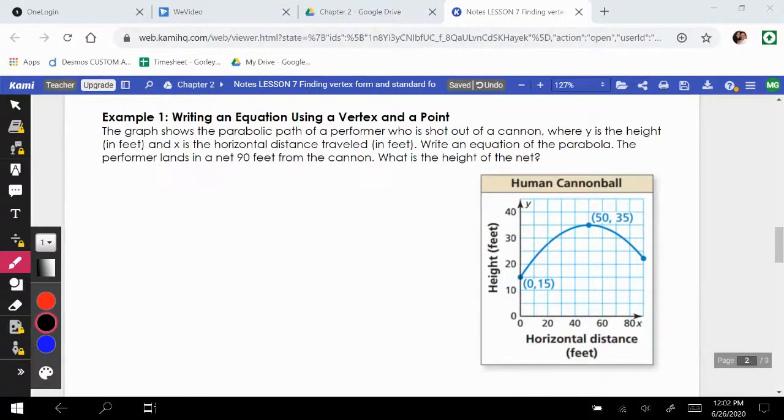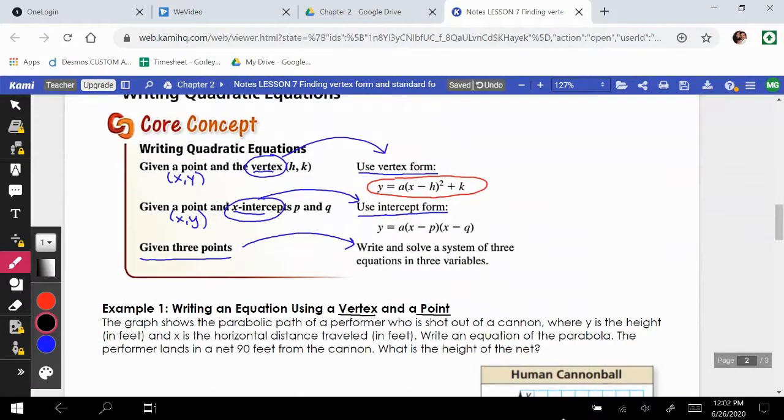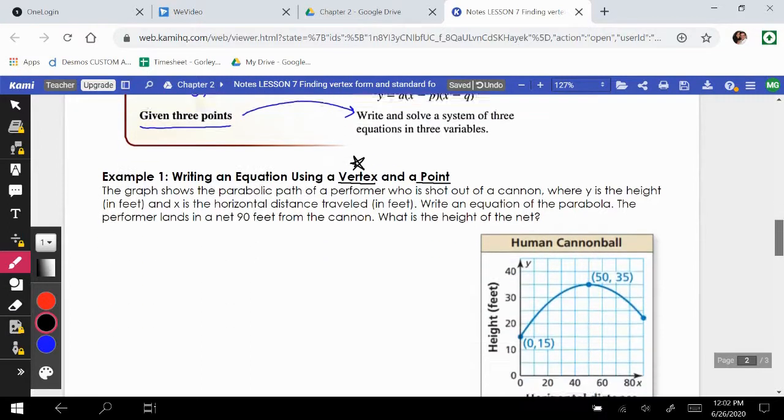All right, let's go ahead and take a look at example 1. It says writing an equation using a vertex and a point. For this example, because we're using a vertex and a point, which method do you think we would use? Would we use vertex form, use intercept form, or solve a system of equations? Well, because I'm given a vertex, I'm going to be using vertex form for this example. So let's just keep that in mind.